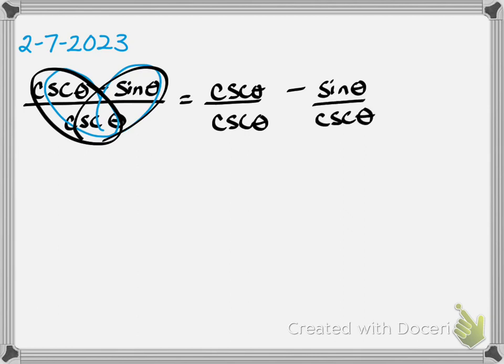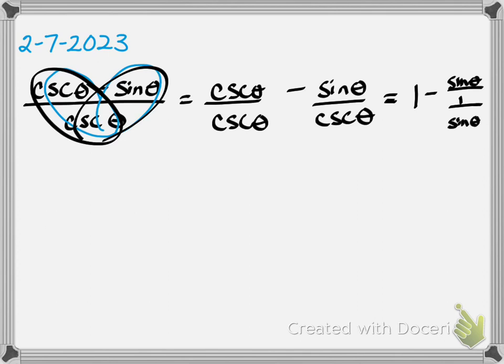Really, now that I've got common denominators, I could add these two numerators and I would get right back to where we began. So it's just taking two fractions that have been added together with a common denominator and separating them into two separate fractions. And this is a handy strategy a lot of the time. So cosecant over cosecant is 1. And sine over cosecant, I'm going to write as sine of theta over 1 over sine of theta.